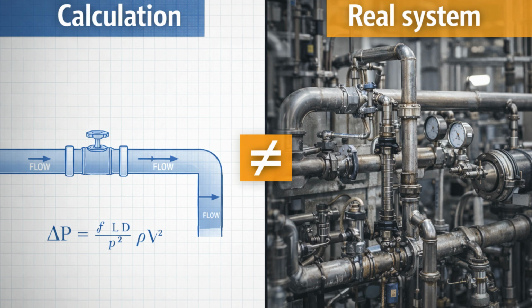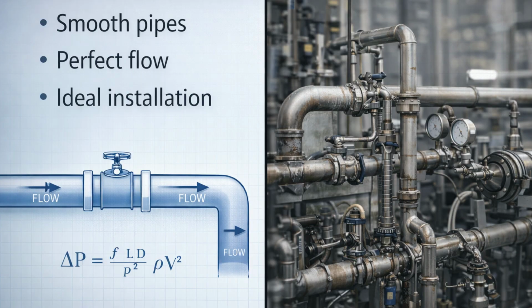Let's get one thing clear first. Pressure drop calculations are not lies. They are approximations. They describe how a simplified system would behave under controlled conditions. When we calculate pressure drop, we quietly assume a lot of things. We assume smooth pipes, uniform diameters, known roughness, stable flow regimes, perfect installations. None of these truly exist on site.